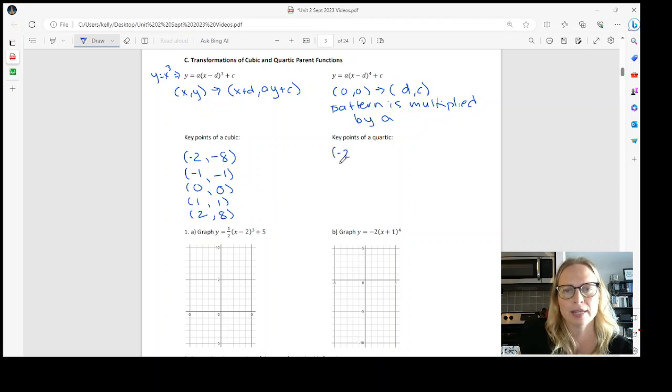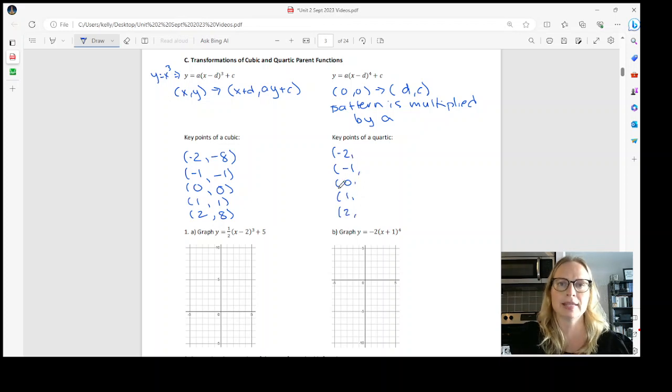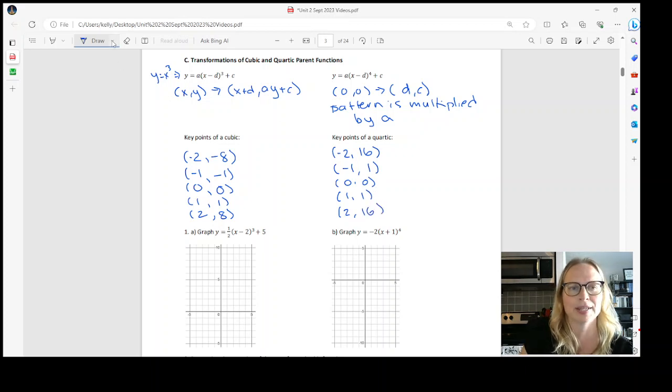We'll use the same x values for the quartic. But to get the y value, you raise that x value to the power of 4. -2 to the power of 4 is 16. -1 to the power of 4 is 1. 0 to the power of 4 is 0. 1 to the power of 4 is 1. And 2 to the power of 4 is 16. So as a reminder, this is your x cubed. And this is your x to the power of 4.